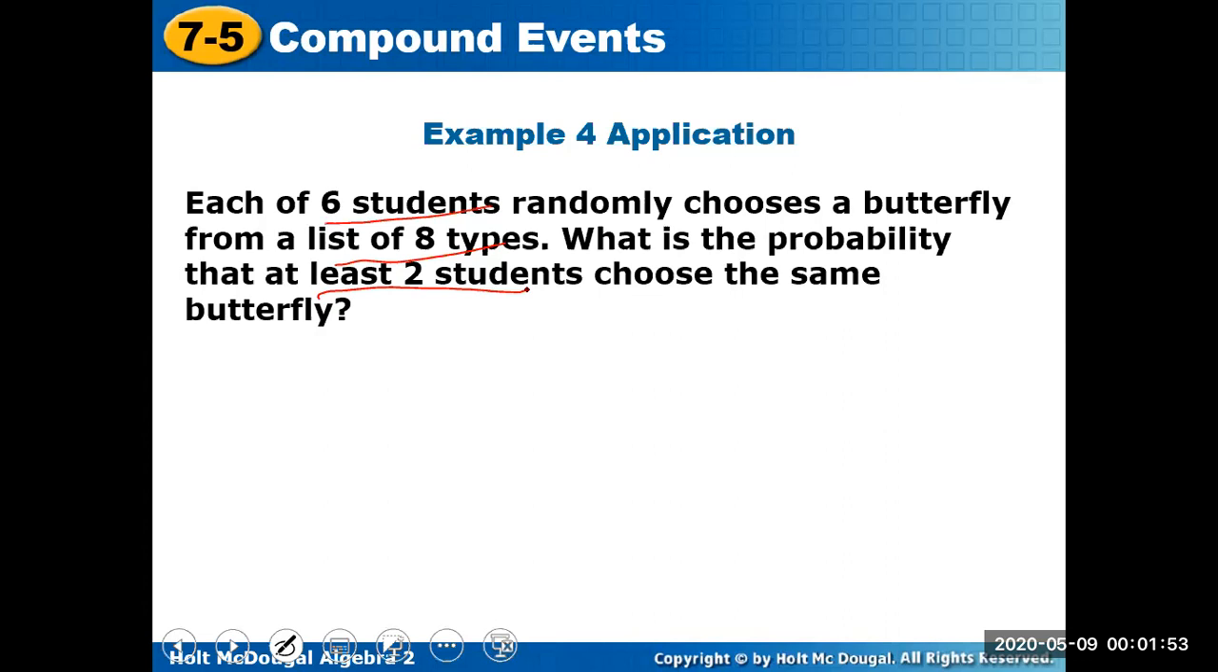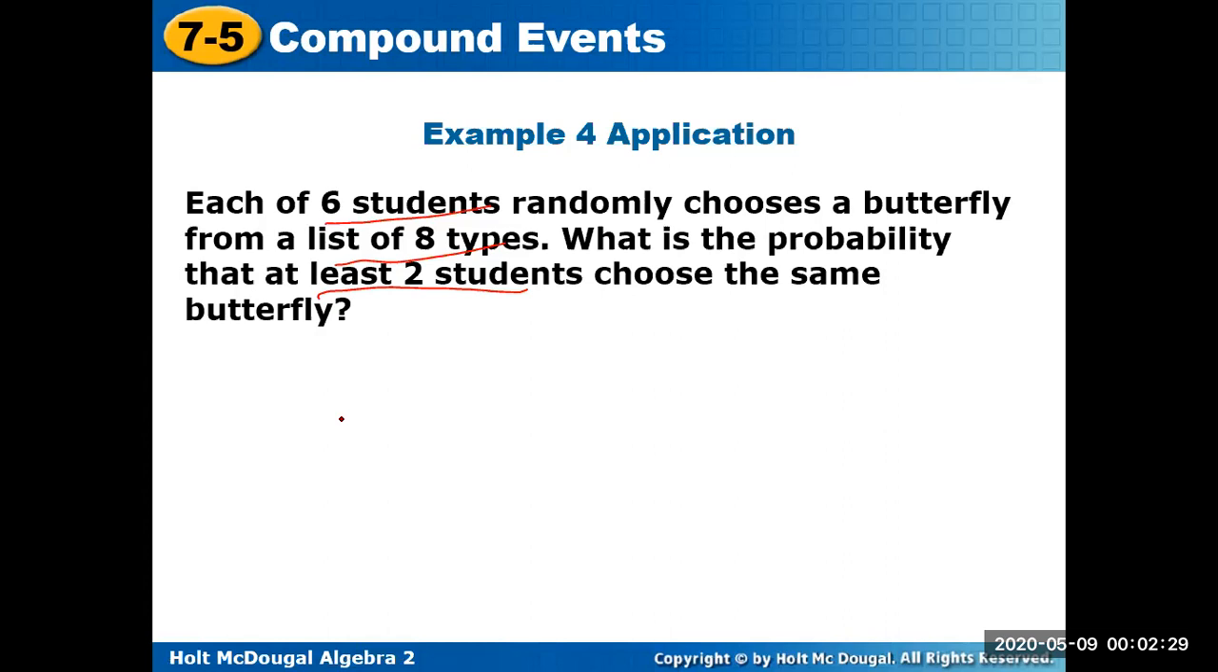So at least 2 students choose the same means the complement would be everyone is choosing different. At least 2 means either 2 students or 3 students, 4 students. At least 2 means 2 or more. But to do that, it will be a bit complicated, so we do the opposite. So at least two choose same, the opposite of that would be everyone chooses different. So I can use the method of complement here.